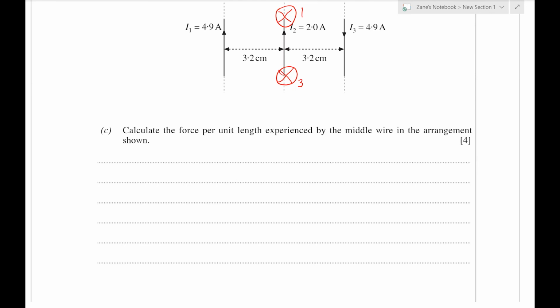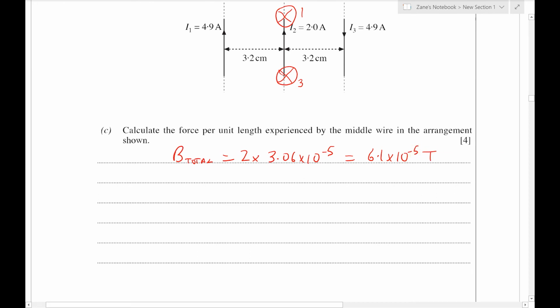The individual fields were 3.06 times 10 to the minus 5 Teslas. So B total, the total field at that point, will be 2 lots of 3.06 times 10 to the minus 5. And that will give us 6.1 times 10 to the minus 5 Teslas.